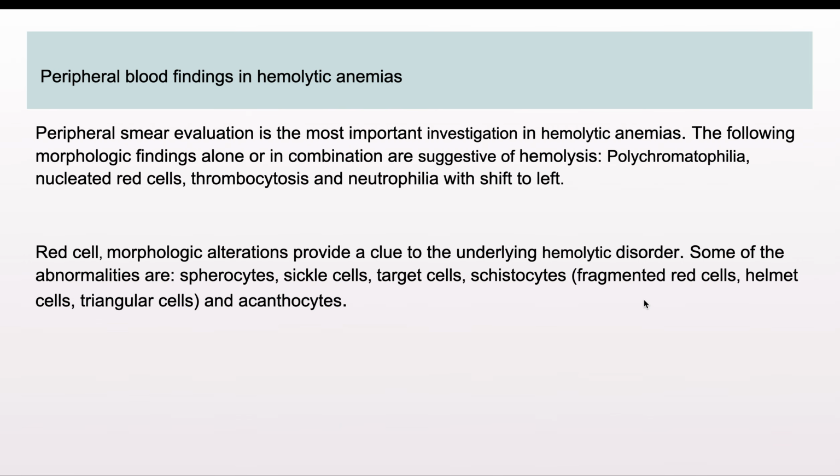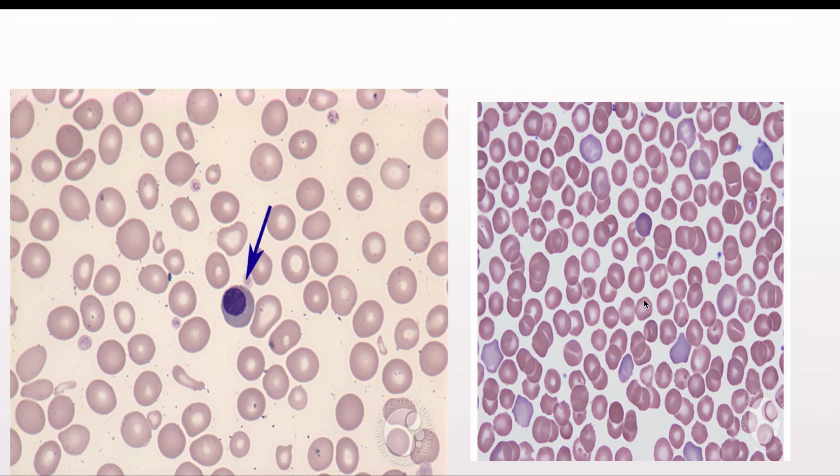Now going to the peripheral blood findings. So peripheral blood findings in case of hemolytic anemia. Now, peripheral blood findings is very important. It is the first investigation which we do for most of the patients. So it is the first place where we can suspect the patient has hemolytic anemia. So what are the findings which we see in case of hemolytic anemia? Firstly, you can see in the picture there is the NRBC.